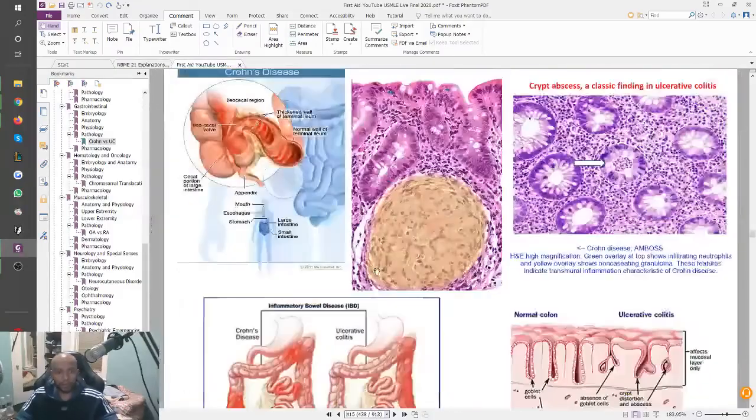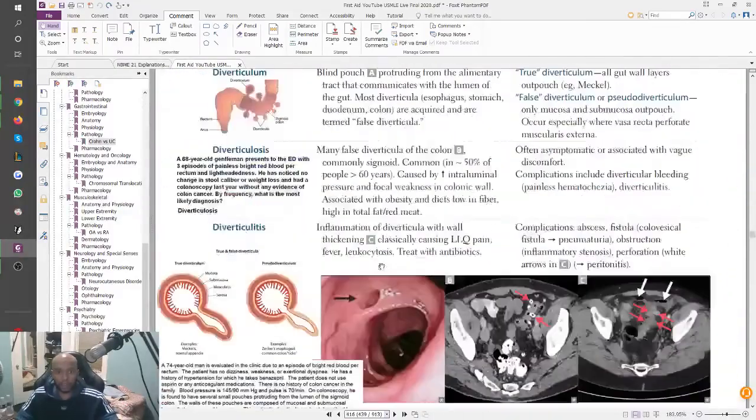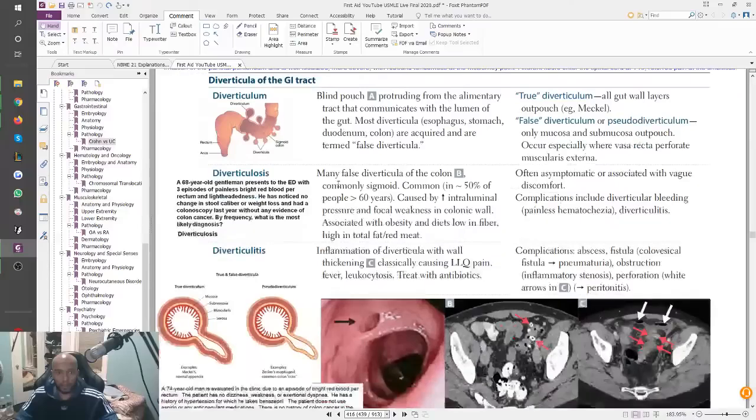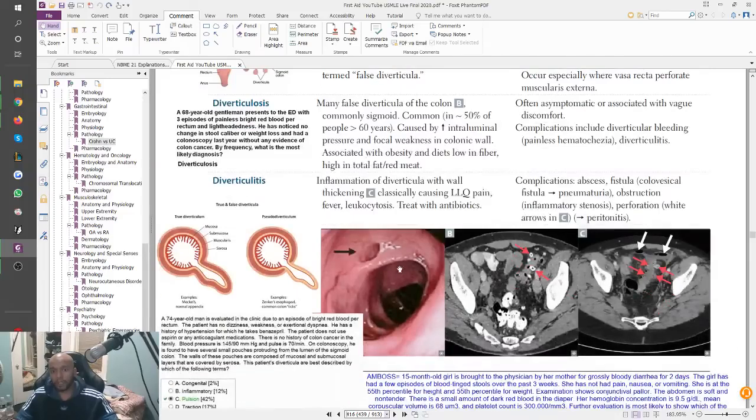Oh, 2 more pages. So narrowing, let's see, diverticulitis, right? Inflammation of the diverticula with wall thickening, classically causing lower left quadrant pain, fever, leukocytosis, treat with antibiotics. Complications can be abscess, fistula, obstruction, which can cause your constipation, and perforation. Right? You're seeing how there's outpouching here, tiny outpouching, and it's always really problematic.